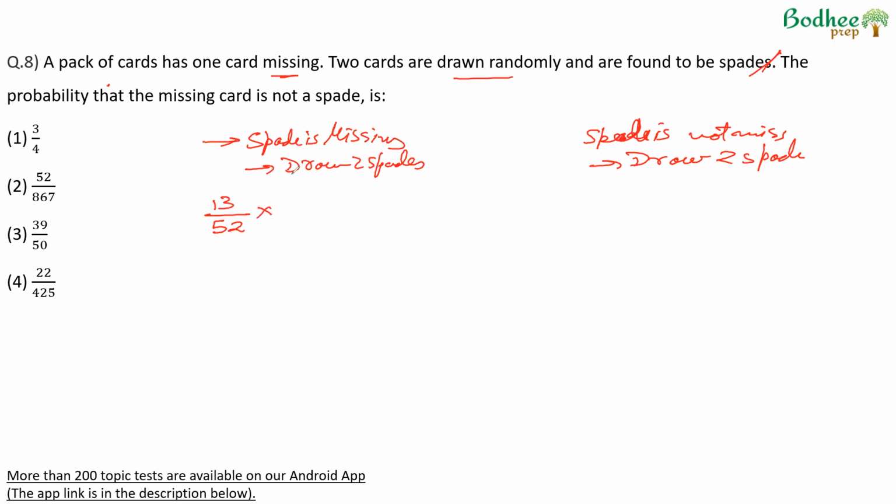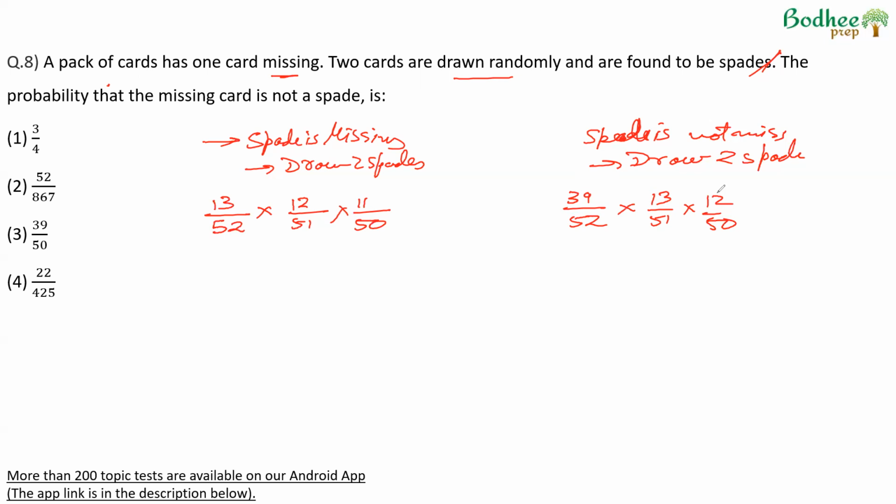Once this has been done, we have to draw 2 spades. Now spades remaining is 12 out of 51 cards. One spade is drawn out. Then there are 11 spades left out of 50 cards. If spade is not missing, then one of the 39 cards is missing. Once this other card is missing, we have to draw 2 spades, which can be done in 13 upon 51 into 12 upon 50 ways.